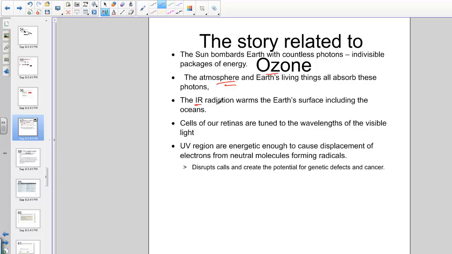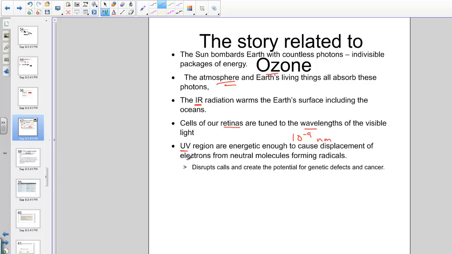The infrared radiation warms the Earth's surface, including all of the water, the oceans, the Great Lakes where I'm from, and so forth. But if we absorb too much energy, we start to see cell tissue damage. For instance, the retinas of our eyes could become damaged if we have too much exposure to high-powered radiation. The cells of our retinas, with the rods and the cones, are tuned into specific wavelengths, in the hundreds of nanometers. That particular wavelength where we see Roy G. Biv happens to be the visible spectrum. This is where we can see energy. We understand there's a lot of it we can't see.